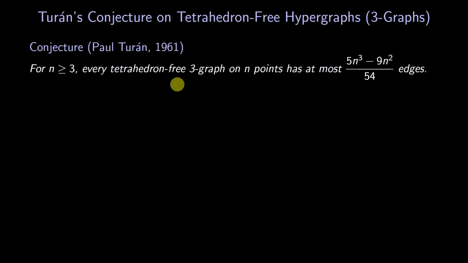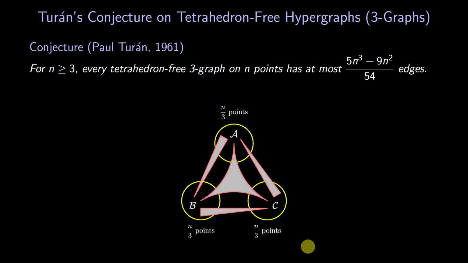Here is the tetrahedron conjecture, due to Paul Turán from 1961. He conjectured that in a tetrahedron-free 3 graph on n points, there are at most (5n cubed minus 9n squared) over 54 edges. Basically, Turán conjectured that the construction with 3 sets that we showed earlier is optimal. Decades later, we still don't know whether his conjecture is true. We think it's true, and researchers have made impressive progress, but we don't know the final answer.